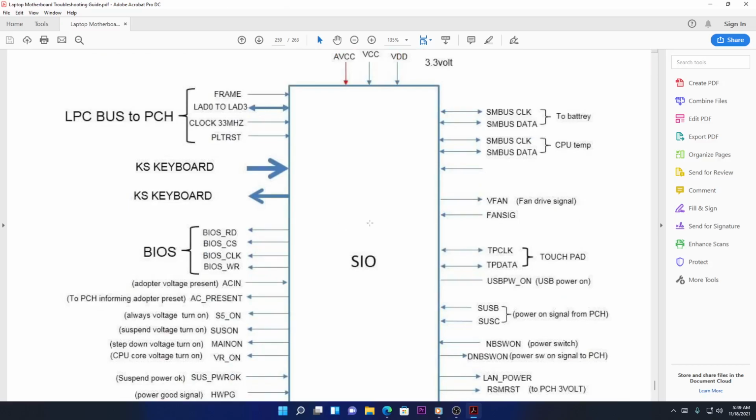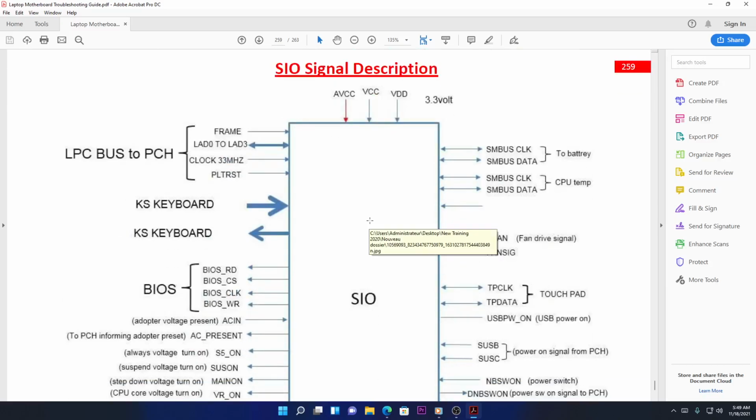I'm sure we all know what the startup chip is. A startup chip is also called a super IO chip, and it's also called an EC, which means embedded controller.